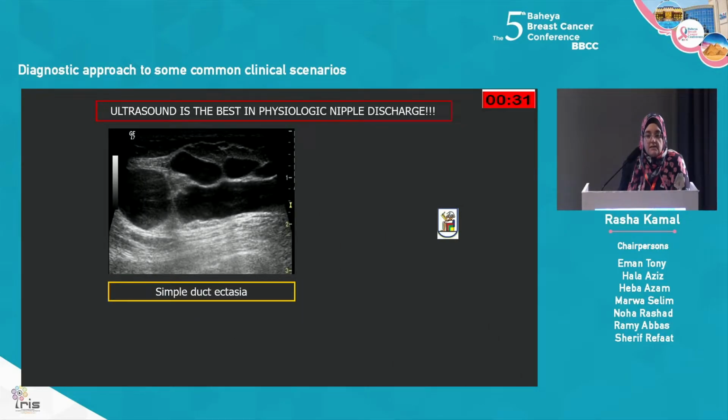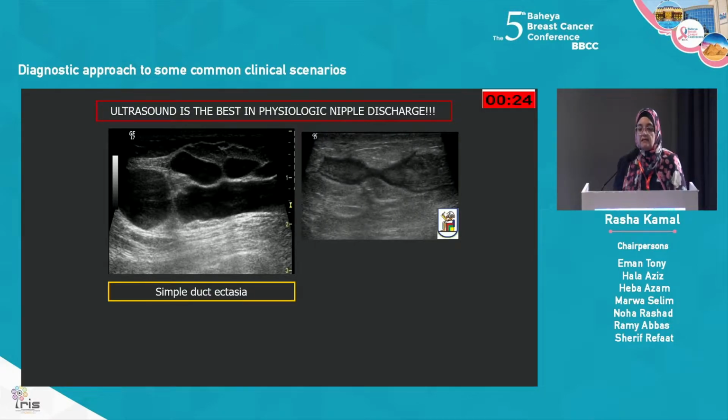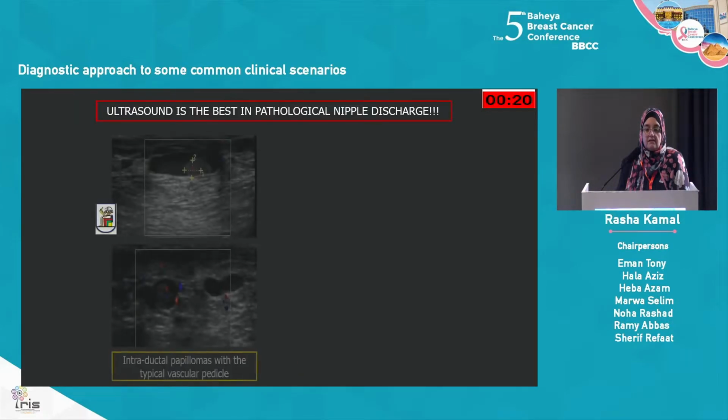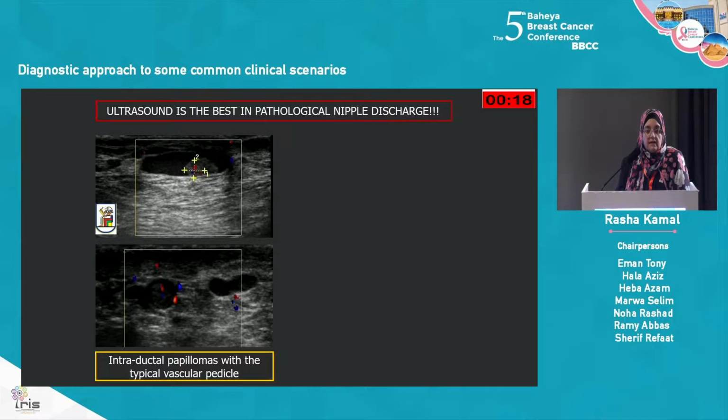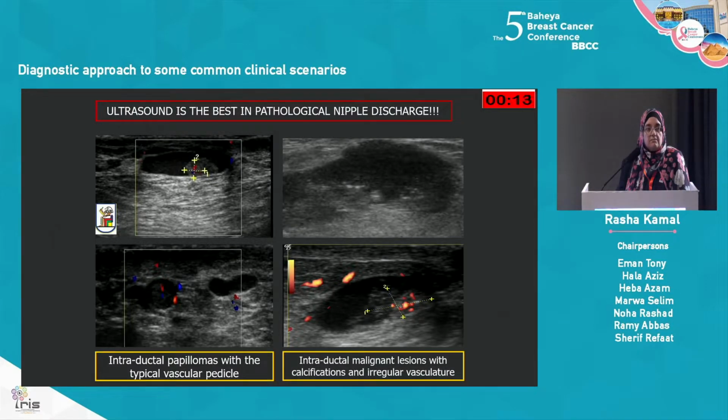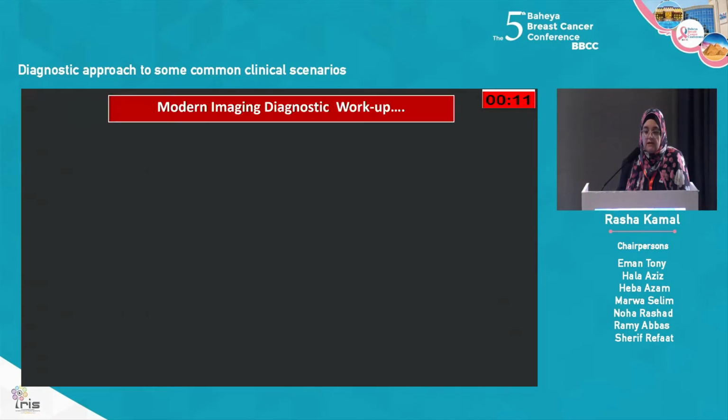Actually, ultrasound is the best whenever we have physiologic nipple discharge, because it diagnoses simple ductectasia, ductectasia with retained secretions, and with secondary periductal mastitis. It can also diagnose clearly intraductal papillary lesions and intraductal papillary carcinomas as well.